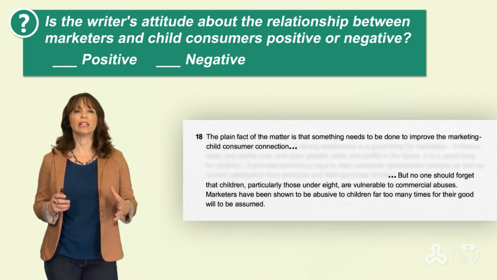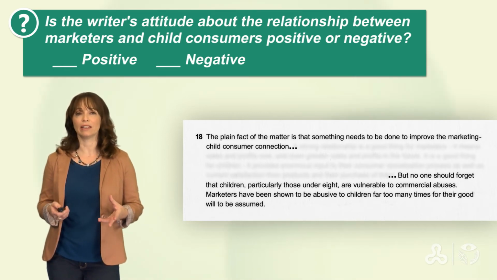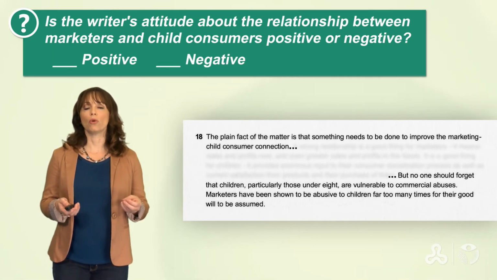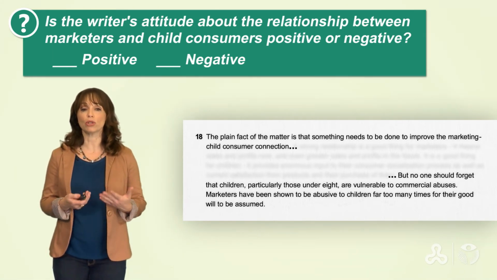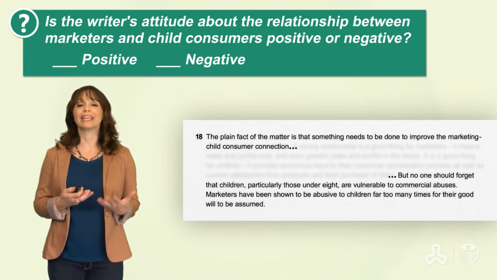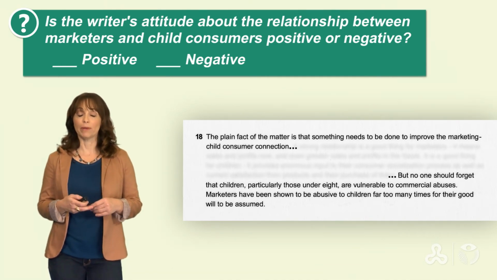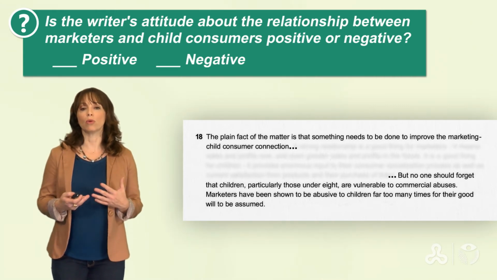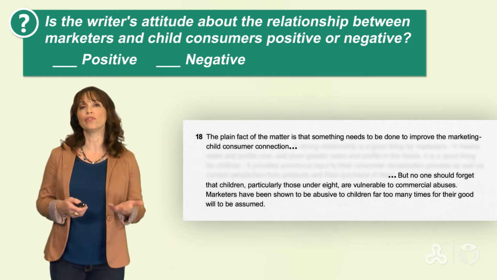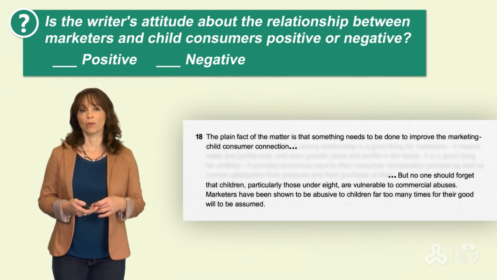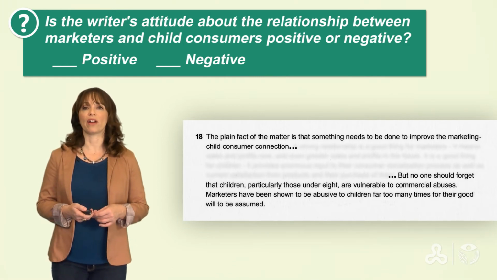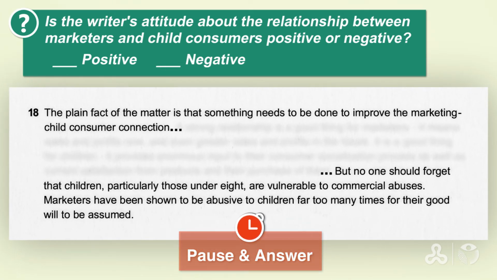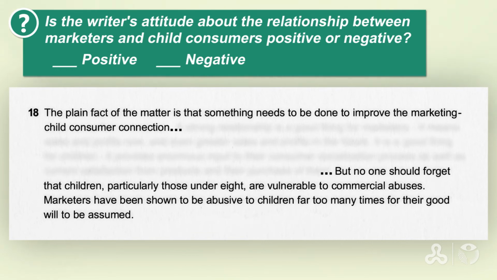Okay, so let's read the question again and let's try to divide the question so we can understand it. So here we have to focus on the writer's attitude. מה גישתו של הכותב לגבי הקשר בין משווקים וילדים? האם הוא רואה את הקשר הזה כמשהו חיובי או שלילי? Okay, so think about that and read paragraph 18. So let's see paragraph 18.